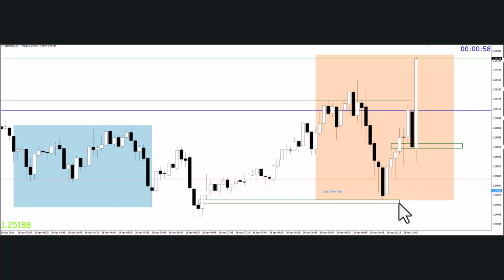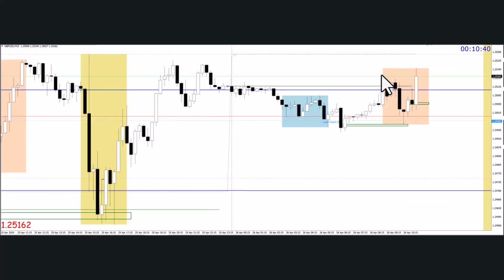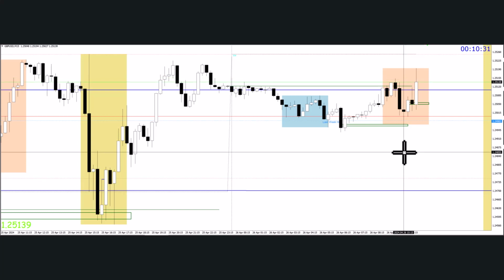A beautiful entry. Now, I don't just enter just because it's come down there. There's lots of different things going on here, okay? The key for me to get interested in this market is that there's 3 15-minute candles coming down. Now, the time is important, okay? This is the second hour of the London session, okay? That is a very, very important time.